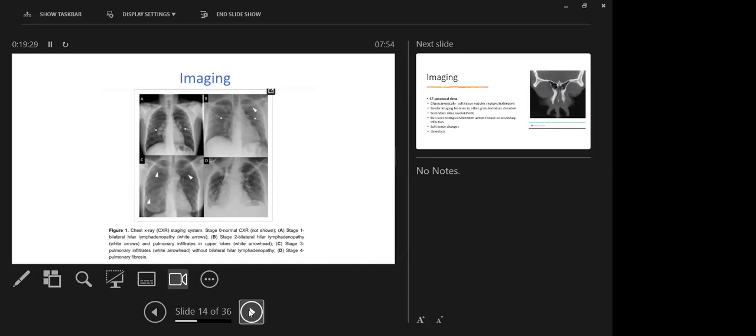Stage 2 is bilateral hilar lymphadenopathy as demonstrated by the white arrows and some pulmonary infiltrates. And then you can have a lot more pulmonary infiltrates as indicated by the white arrowhead without any hilar lymphadenopathy. That would be a stage 3. And then finally, that's advanced disease with pulmonary fibrosis.